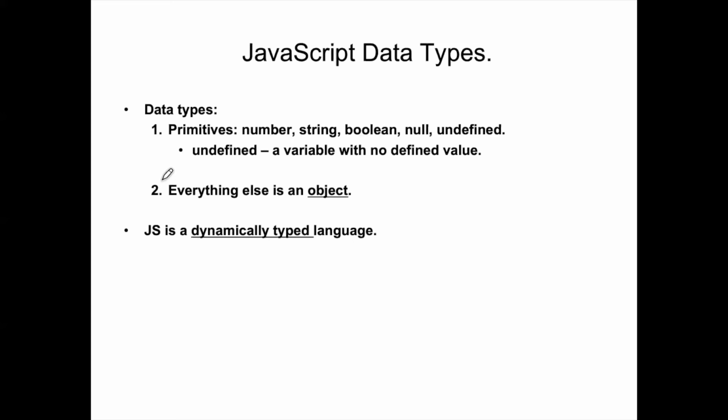So we have primitive types, and then for any other type of data that you want to represent in your JavaScript code, we use a construct called an object. And I'll talk about those a little bit in a little while.